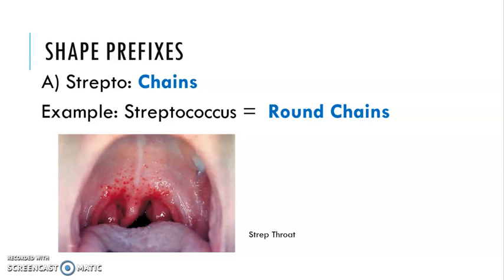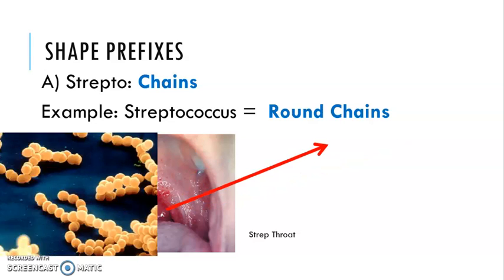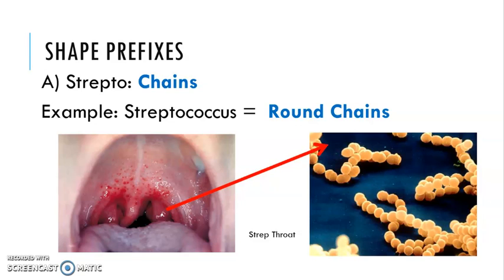You can see here strep throat in the back of someone's throat. Well, when you go to the doctor and you have strep throat, they swab it. They stick a Q-tip down your throat and they wiggle it around and they get some of the bacteria and look at it under a microscope. And you have strep throat if that bacteria looks like this picture. Round chains.